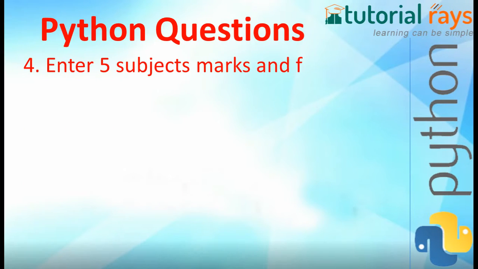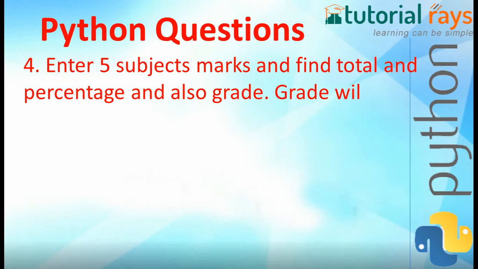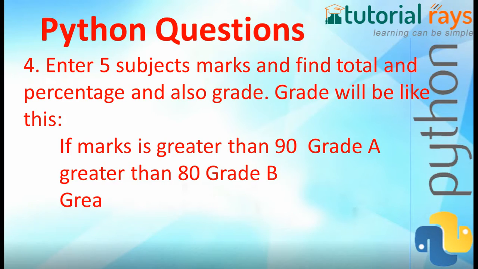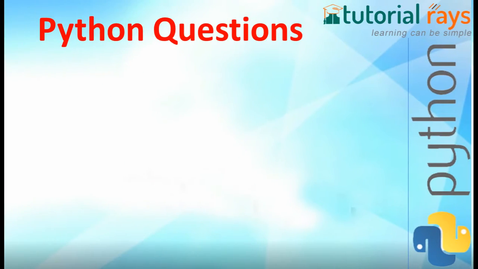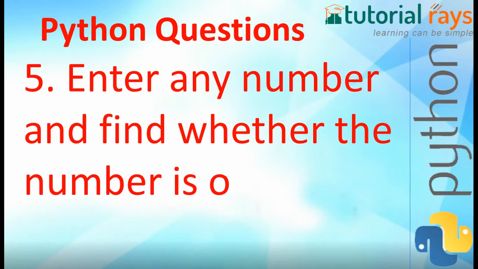And the fourth question is: enter 5 subject marks and find total, percentage, and also grade. The grade will be like this: if marks is greater than 90, then grade A; greater than 80, then grade B; and greater than 70, in that case grade C; greater than 50, grade D; or else pass.